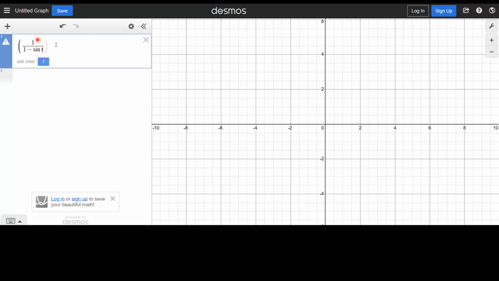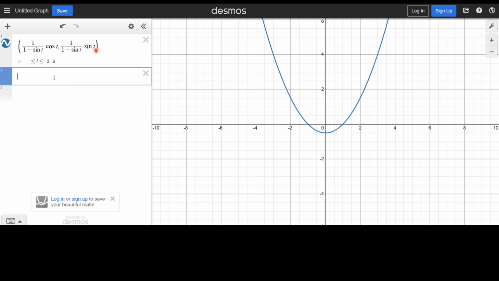So what we see is that the radius of a parabola is 1 over 1 minus sine t, t being the angle. Cosine t multiplied by that radius means that is the x component, and the y component is 1 over 1 minus sine t sine t. And so we have, as you can see, a beautiful parabola.